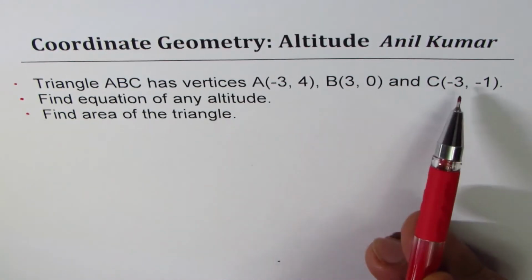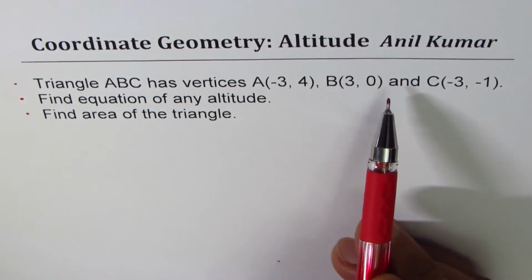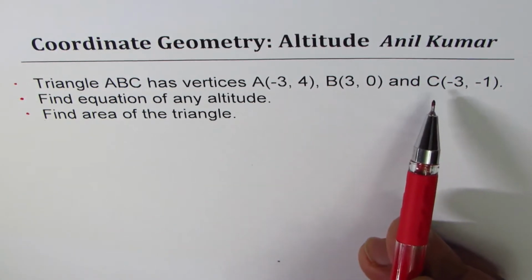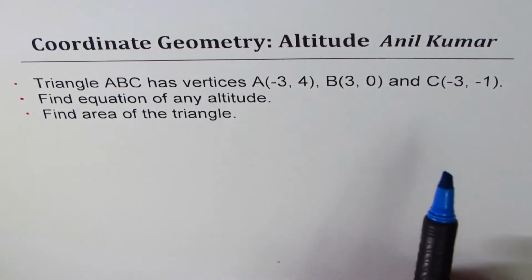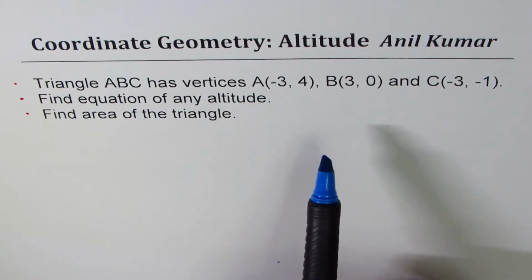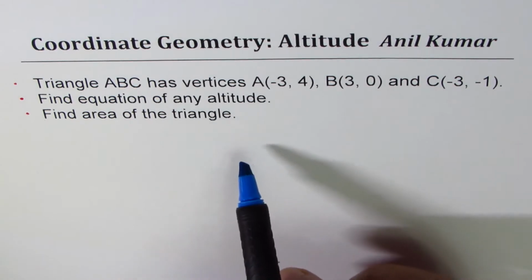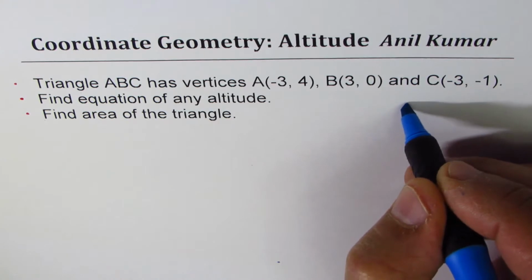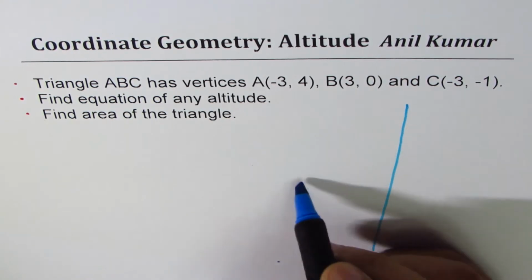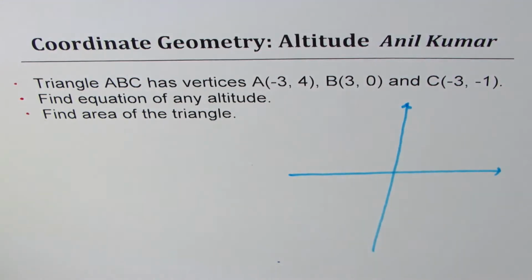The first part really is the equation, but you could sketch this particular triangle to get an idea of what you are trying to deal with, right? You'll highly appreciate it once I show you the triangle ABC. So let's see how to find the altitude of a triangle and then the area of the triangle. This example is very simple. Let me just sketch and show you how we could approach, right? Now, I'm making a very rough sketch as I normally do.